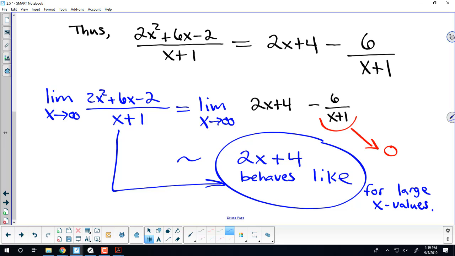Does anyone have any questions on that? It's still the same procedure that we apply for limits at infinity on rational functions.